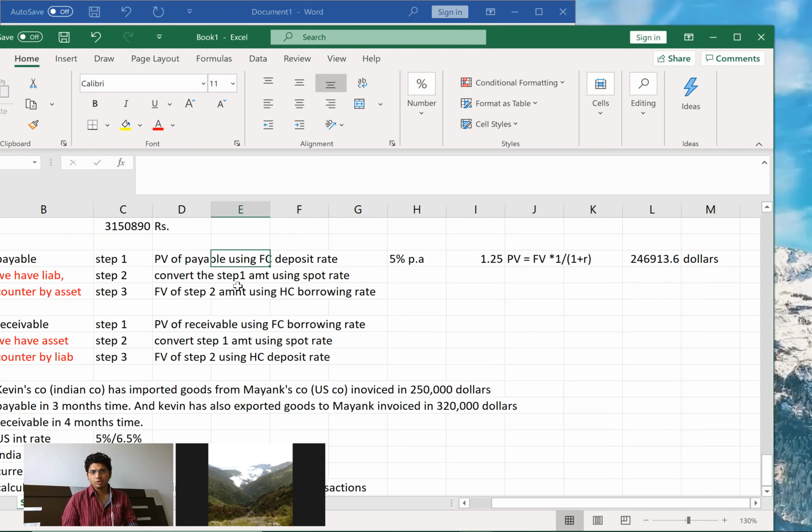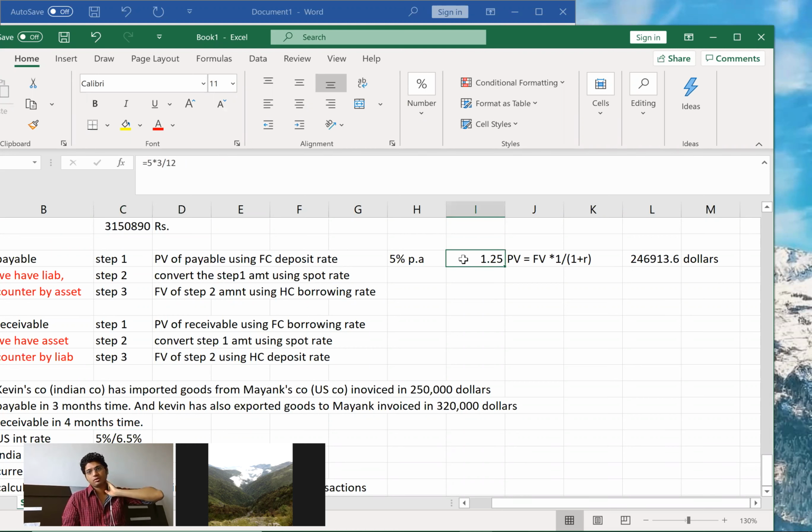Because payable, we know payable was 2,50,000. That 2,50,000 is in 3 months time. So for that we are using the deposit rate of the foreign currency. Foreign currency is US dollars. Deposit rate means lower rate, so it is 5%. Okay, so 5% is per annum.